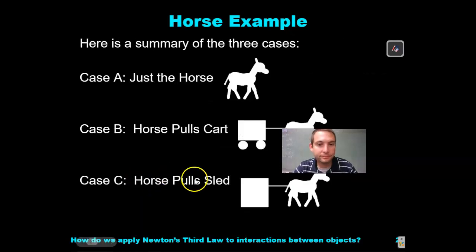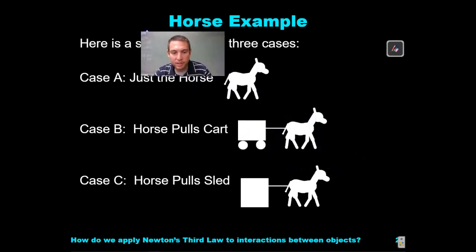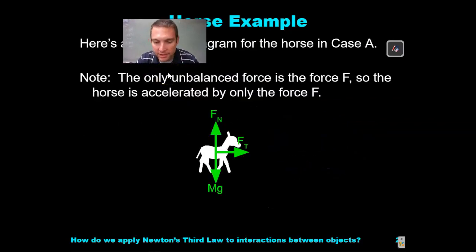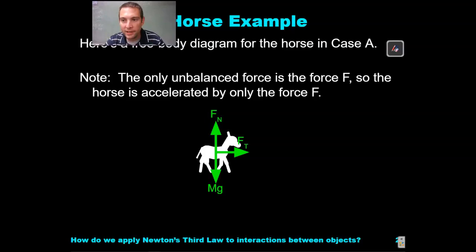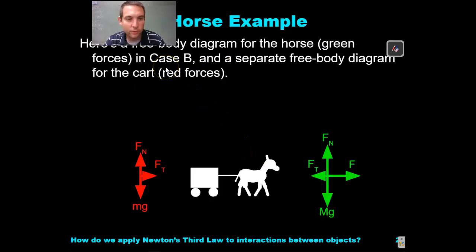Ready? Here's a summary. A is just the horse, B is horse and cart, C is horse and sled. Here's a free body diagram for case A. The only unbalanced force is the force F. So the horse is accelerated only by the F. That traction, the frictional force.